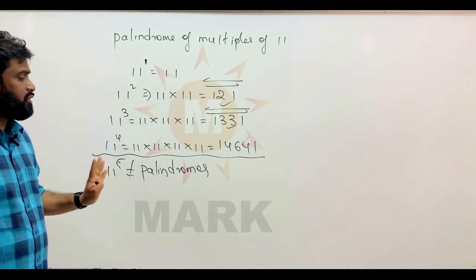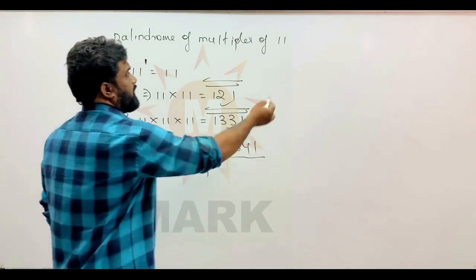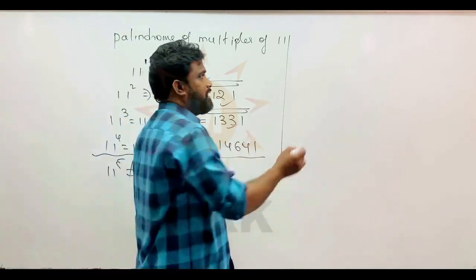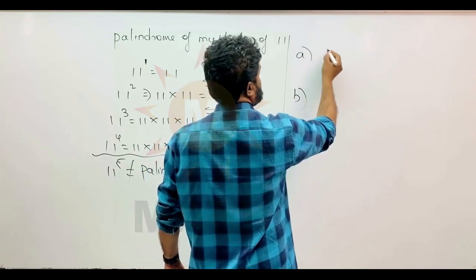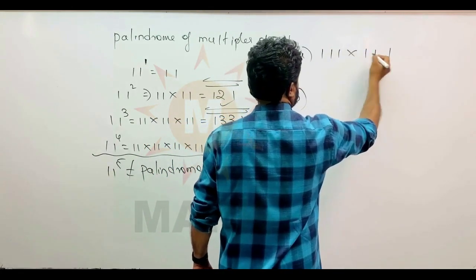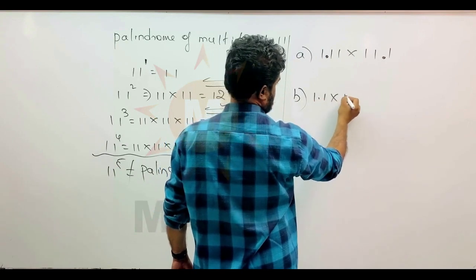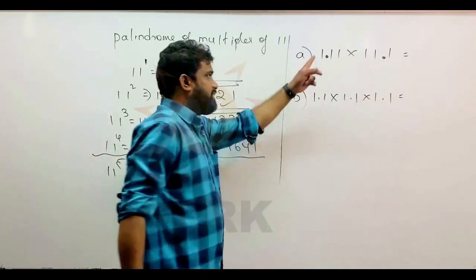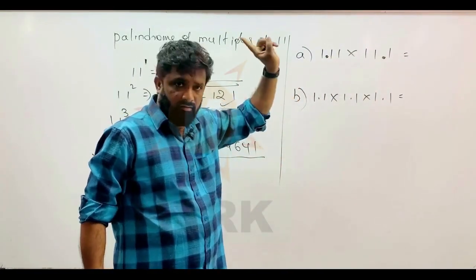So this point you have to understand carefully. In an exam, they have asked 2 questions in the sub questions A, B. The first question was something like this: 111 into 111, there are some points like this. And the very next question is 1.1 into 1.1 into 1.1. Don't get confused. This is 111 into 111, the one we have done.